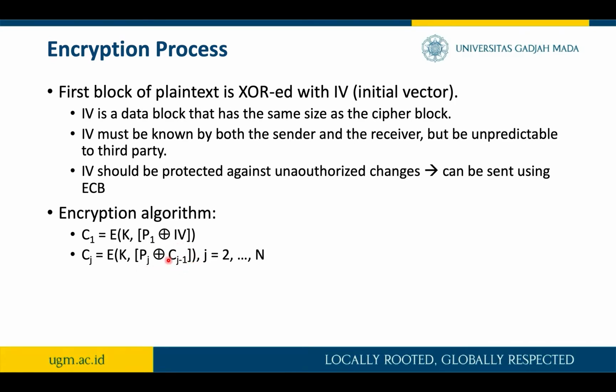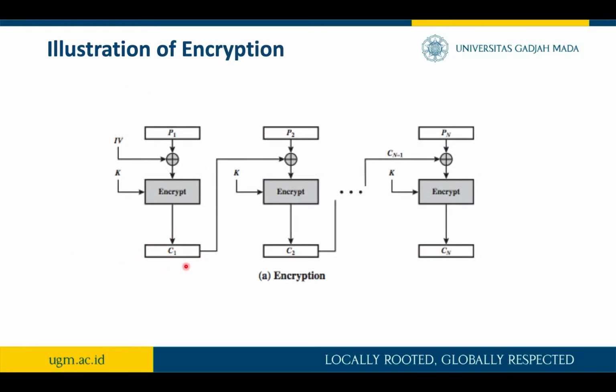So this one is the ciphertext blocks that is produced from the previous plain text. They are XORed and then will be encrypted using the key K. So the result will be Cj. Okay, so this is the illustration of the encryption algorithm or the encryption process.